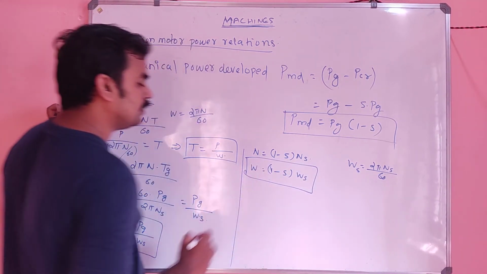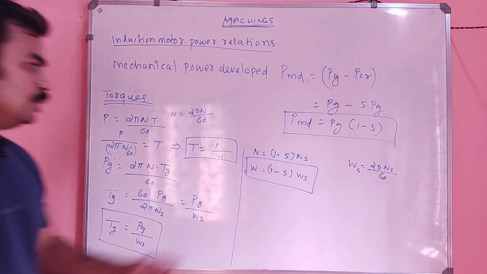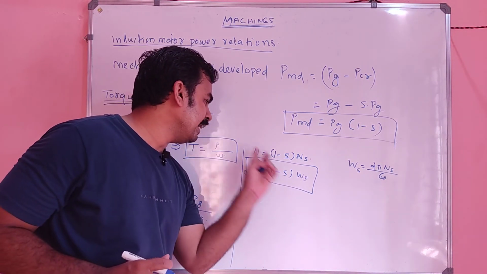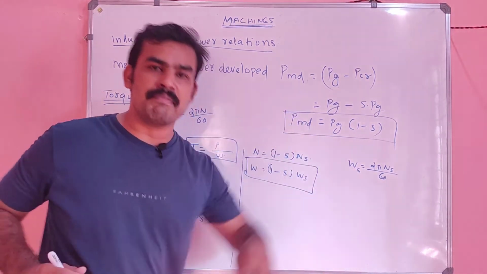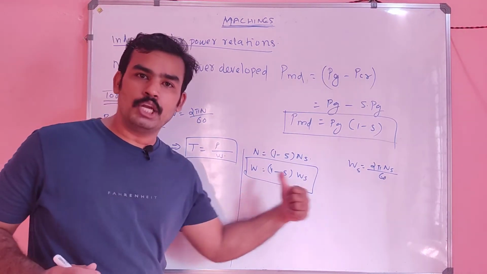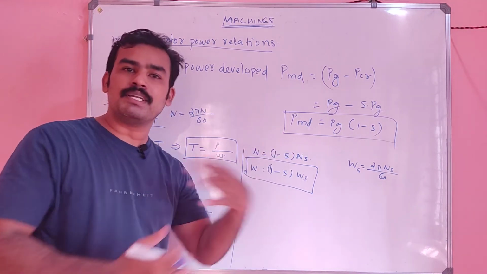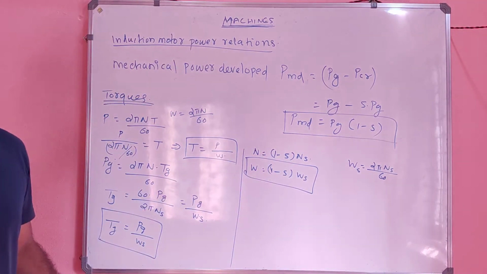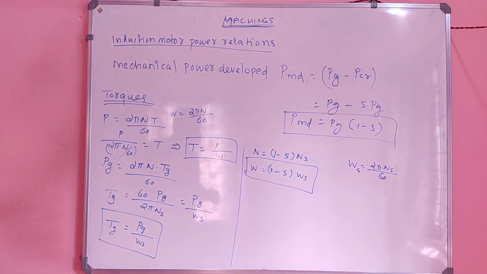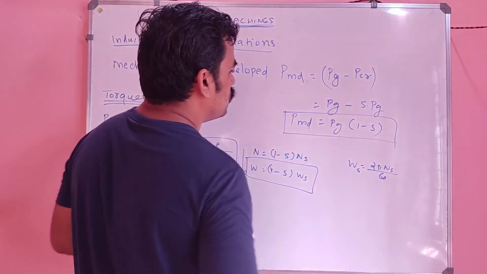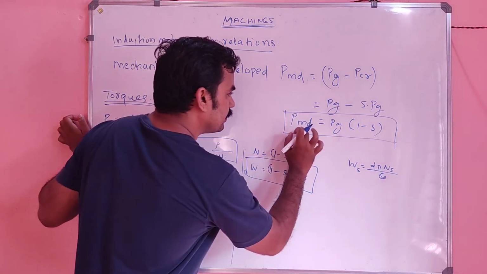So this is another important equation. You have N equal to (1 minus s) into Ns. In a similar manner you can write for angular velocity also. This is the RPM. For angular velocity, omega is equal to (1 minus s) into omega s.